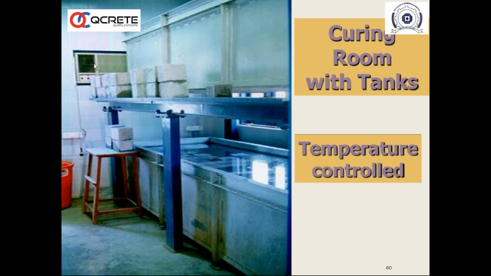So we use AC to cool the entire facility in summer, and in winter when the temperatures are low, we use heaters. Heaters are installed, and heaters heat the water to keep the temperature 27 plus or minus 2 degrees. Why? Somebody will ask this question. My structure is at 35 degrees. I'm in Hyderabad. The ambient temperature is 45 degrees. And we are curing at 27 plus or minus 2 degrees.